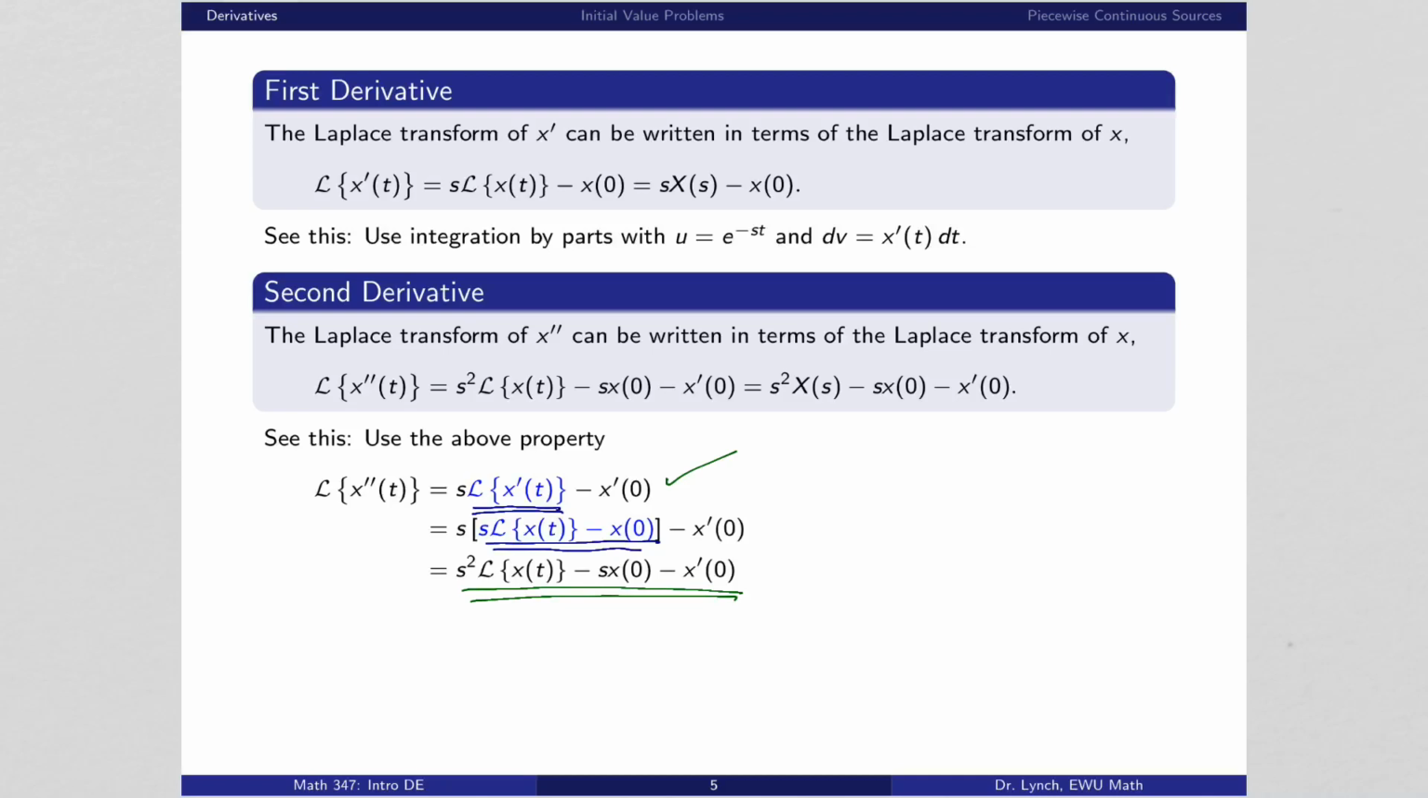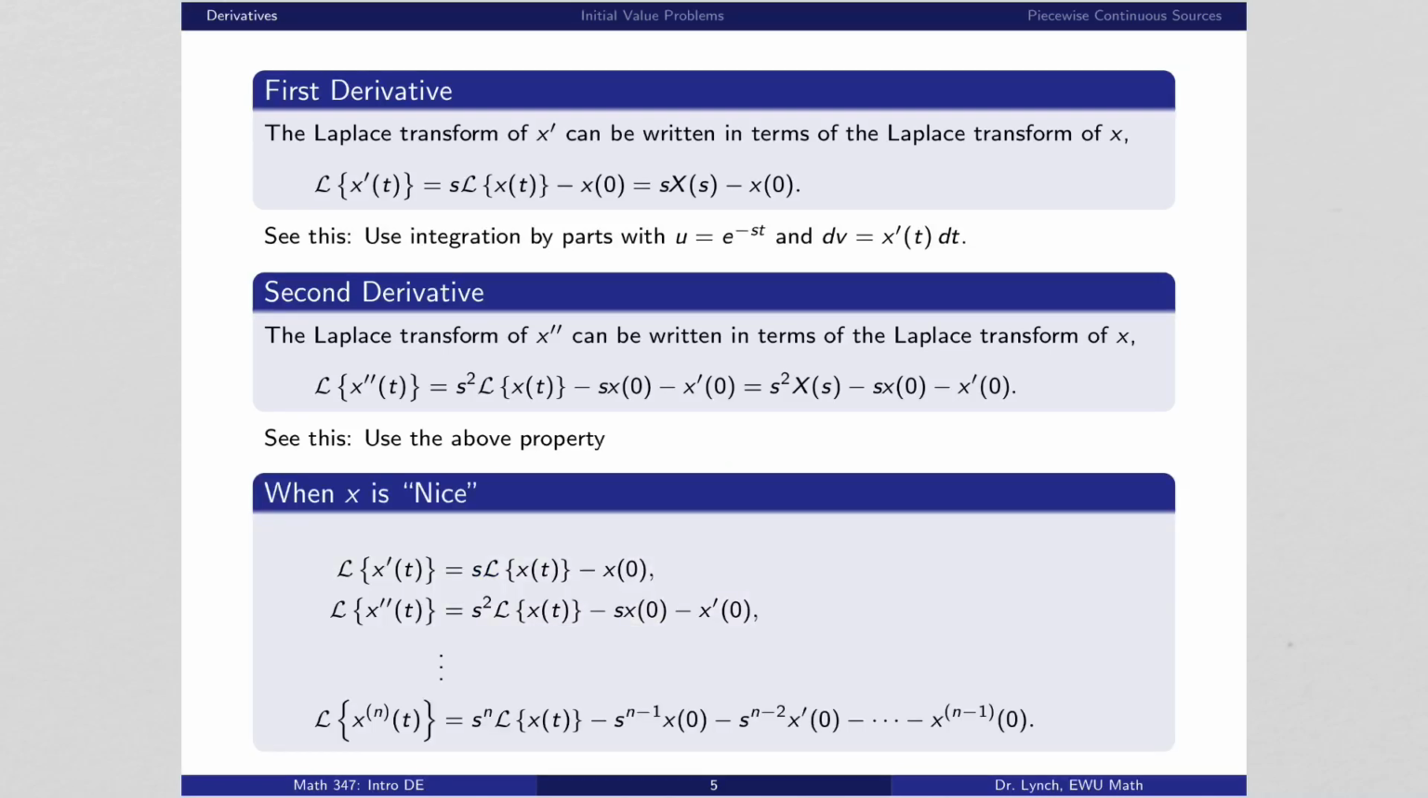So just to sort of recap here, so long as our function x is nice, which ours always will be, we can express the Laplace transform of the first derivative in terms of s and the Laplace transform of the function, the Laplace transform of the second derivative in terms of s squared and s, and the Laplace transform of the function. And even though we won't use this, you can imagine that the Laplace transform of the nth derivative similarly involves a factor of s to the n power and a whole bunch of those derivatives.